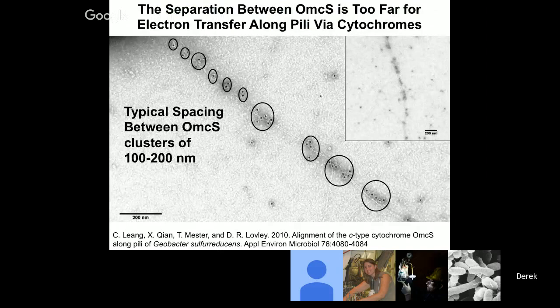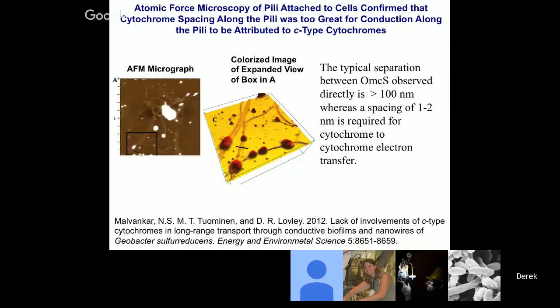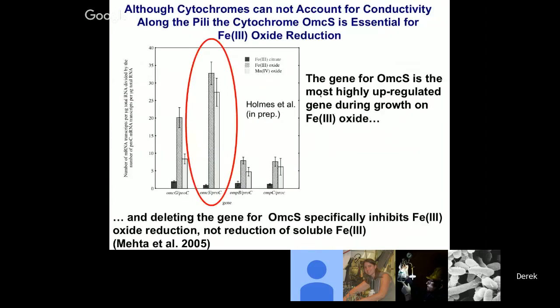Clearly, these OMCS molecules are separated too far apart. You have to, as I mentioned before, be less than 2 nanometers. These clusters are more like 100 to 200 nanometers apart. And the question was, well, maybe the immunogold labeling is not efficient. But when Mikkel looked at this with atomic force microscopy, which involves no staining or any other approach that might lead to artifacts, you could clearly see that the OMCS was too far separated.